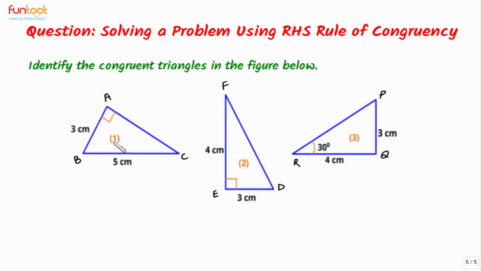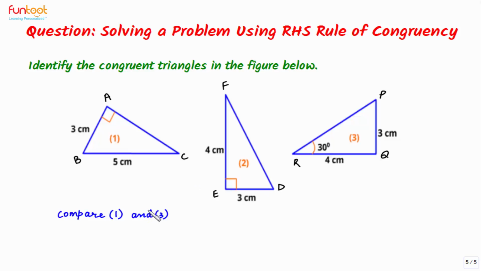This is triangle 1, triangle ABC. This is triangle 2, triangle DEF. And this is triangle 3, triangle PQR. We have to identify here which pair of triangles is congruent.